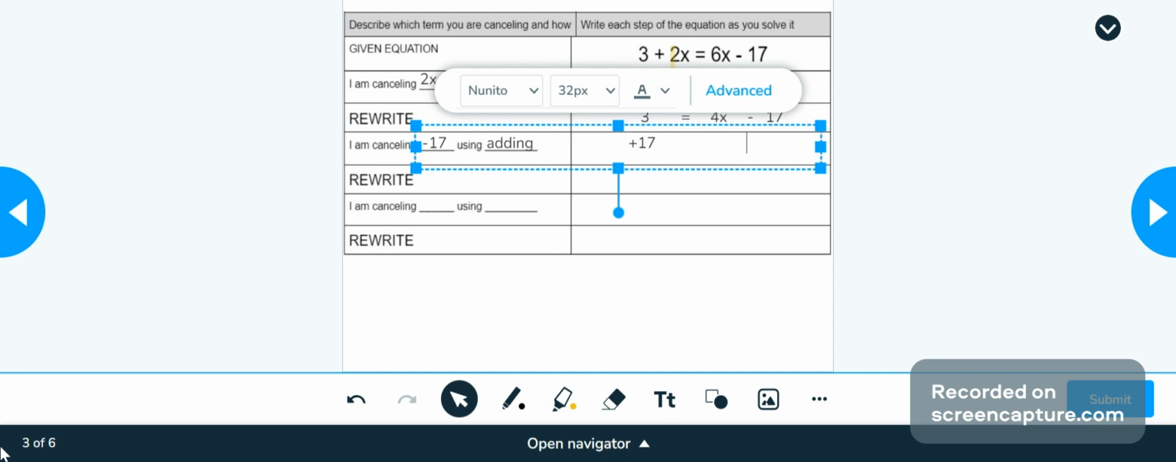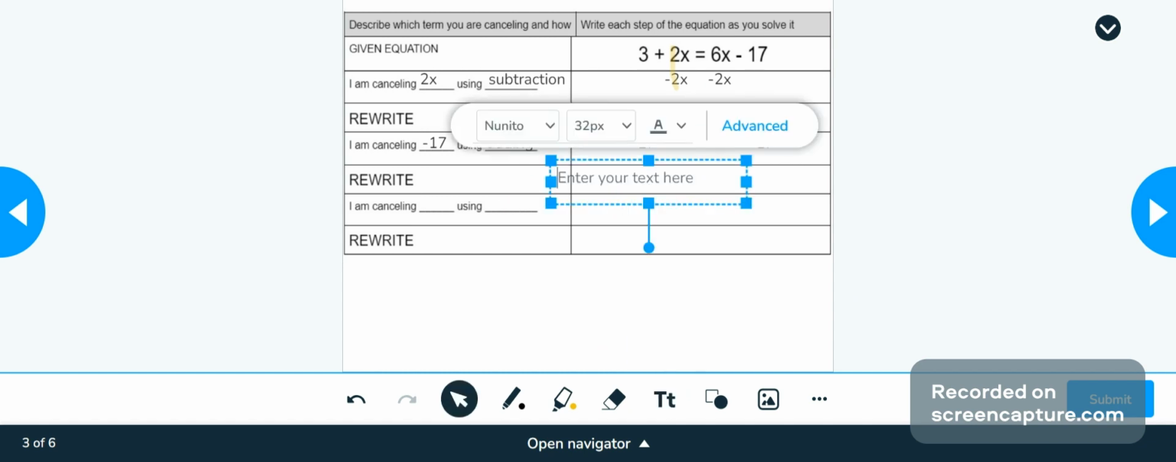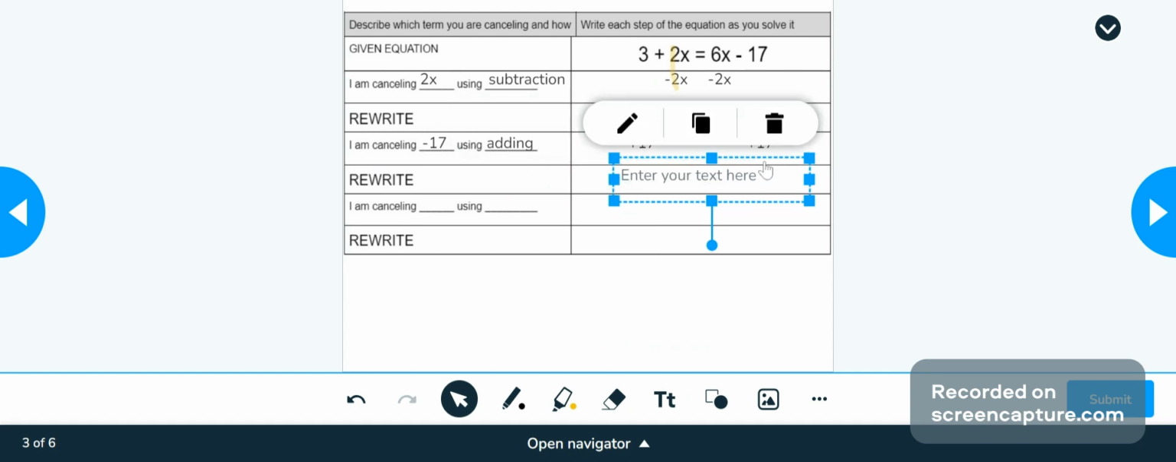That's going to cancel. And all I have to do is bring down what 3 plus 17 is, which is 20, and then that 4x that's on the side right there. All right. 20. Come on, type here. 20 equals 4x.